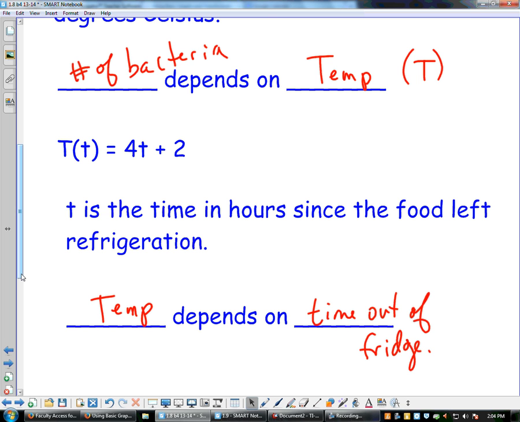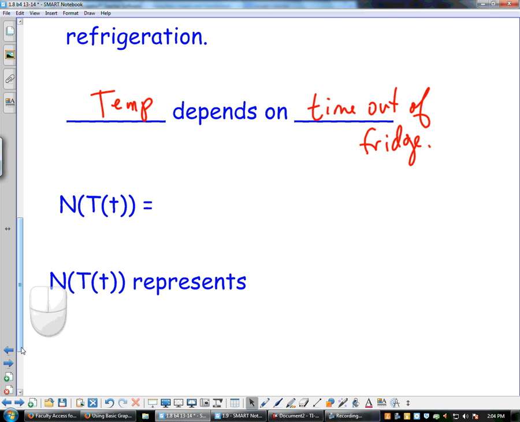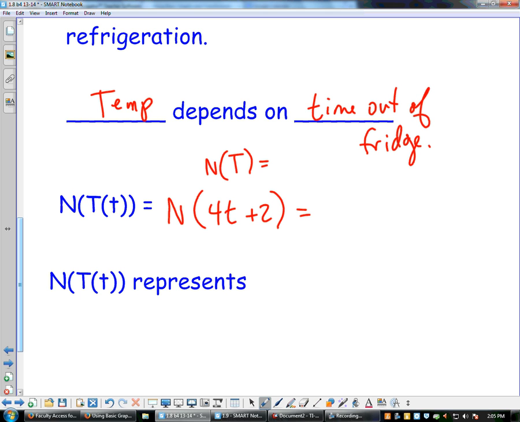Okay? All right. So, what is N of T of t? N of capital T of t, that's going to be N of, what was our equation? 4t plus 2. And that means we need to plug in 4t plus 2 wherever we see a T in the N of T equation.